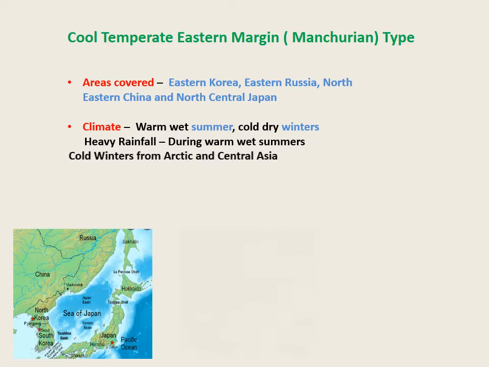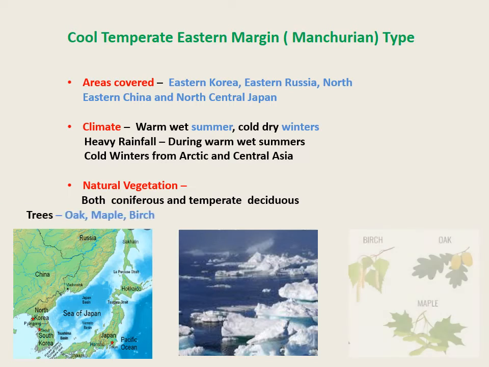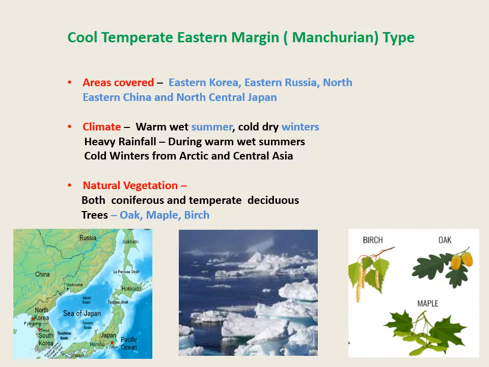Cold, freezing winds blow from the Arctic and Central Asia towards these regions during the harsh, long winter months. Though temperatures as low as minus 33 degrees have been recorded, the average daily temperature during winter is about minus 4 degrees Celsius. Natural vegetation. Both coniferous and temperate deciduous forests grow in this region. The climatic conditions in the southern parts of the region encourage the growth of trees such as oak, maple, and birch. Coniferous forests are found in northern parts of this region.